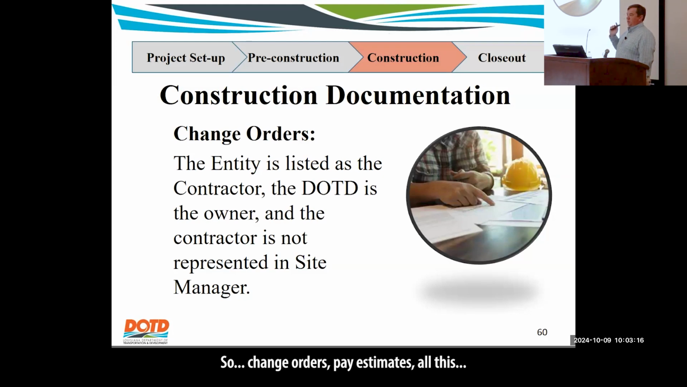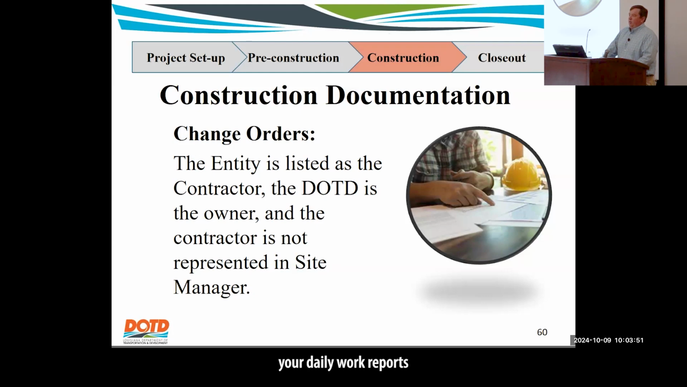So change orders, pay estimates, all this: the entity is listed as the contractor. We are listed as the owner because we are paying y'all the federal money. So that's why y'all are listed as the contractor. Site Manager can only take one prime contractor, so that's why we list the LPA, because that's who we're sending the funds to. That's how that system works, so that's why we have to do it that way. The prime contractor is actually not listed in Site Manager, so it gets kind of confusing.